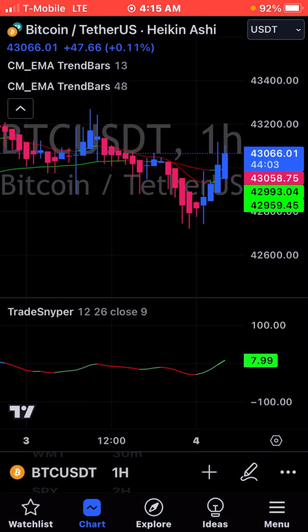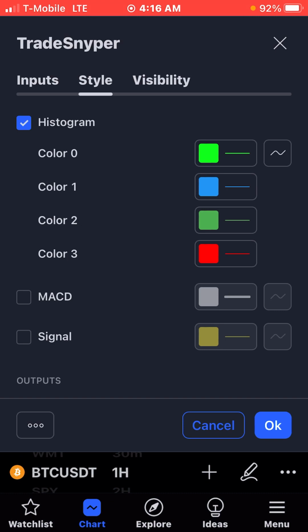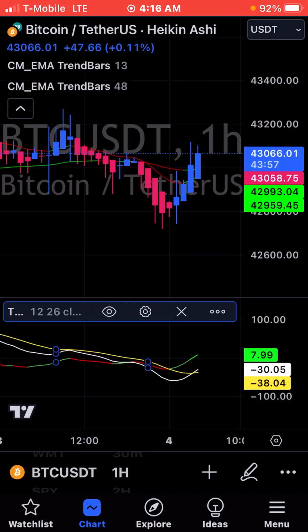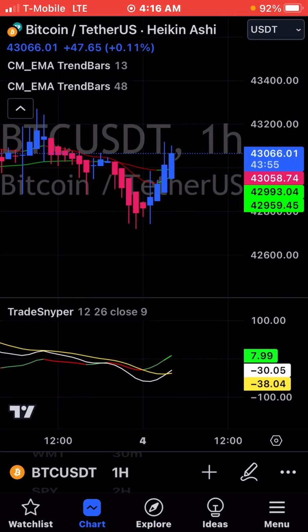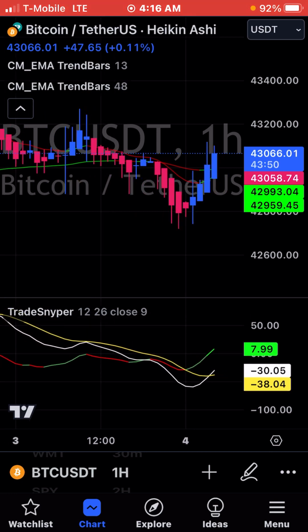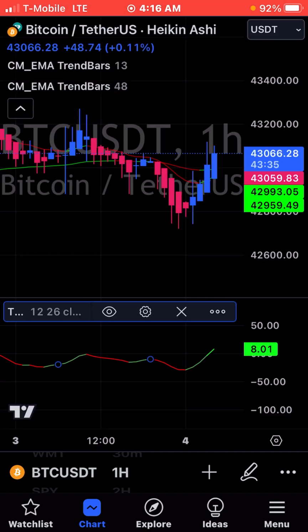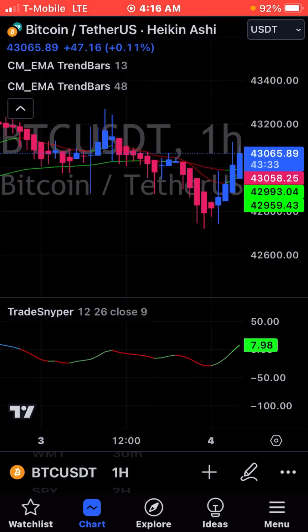Okay, so let me show you what it looks like once you get it. You have all these here. It's called TradeSnyper. And it's a little confusing when you first get it, because they mix it with the MACD, and you really don't need it. So this is what it's going to look like when you first get it. So I just remove the MACD and the signal. All you need is the histogram here. This is the histogram.